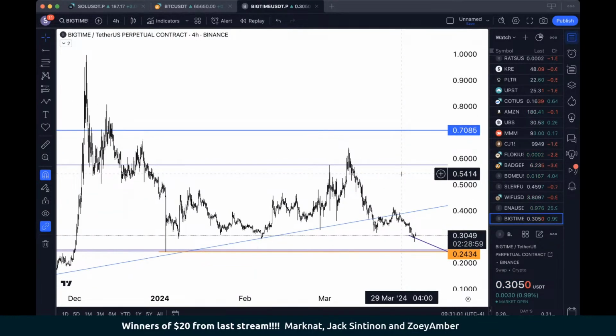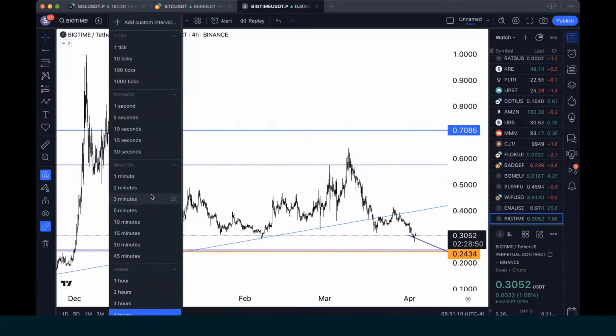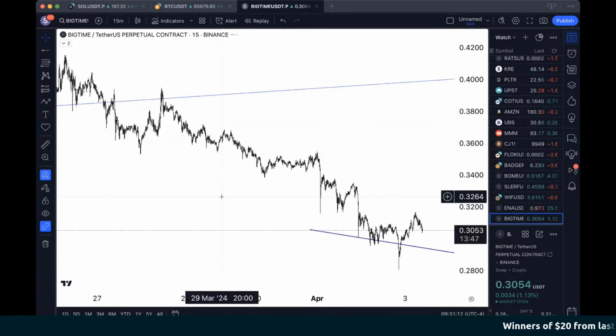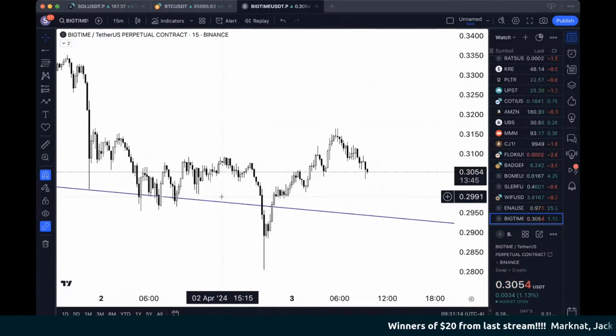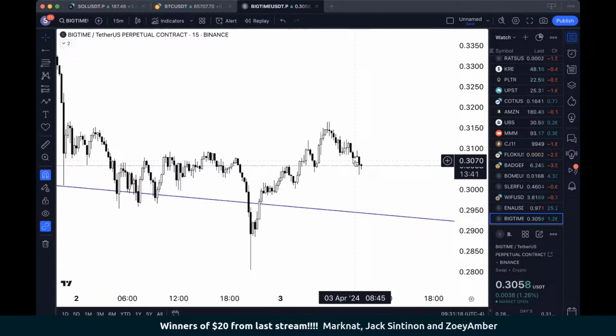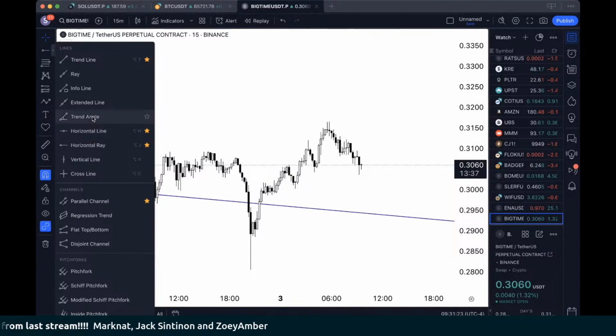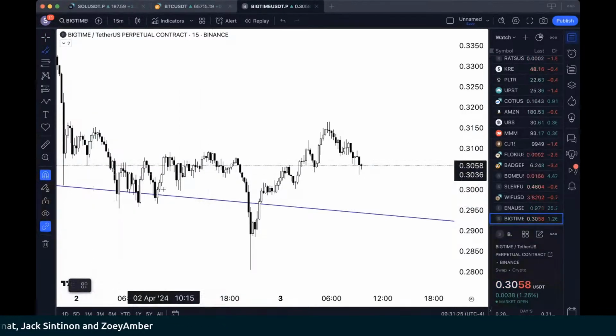Does that make sense? You just notice, you start with higher time frames and then you zoom in. You could certainly find scalps on this or lower time frame trades. You could just scalp these channels or look for a change in the channel.